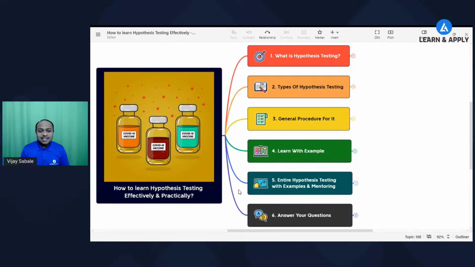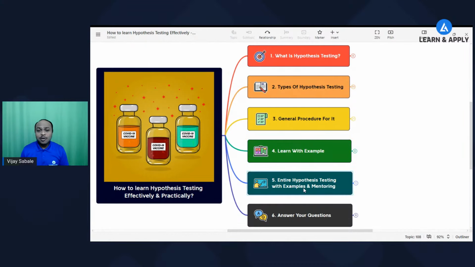Now, let's understand the approach that we are going to follow. This consists of six important sections of today's live training. The first one is to understand what hypothesis testing is. Then we will understand why hypothesis testing is important with the help of an example. Then the second point: what are the various types of hypothesis testing depending on the type of data or the metric that we are going to compare. I will also explain the general procedure for performing hypothesis testing. And after that, I will explain these steps with the help of a practical example.